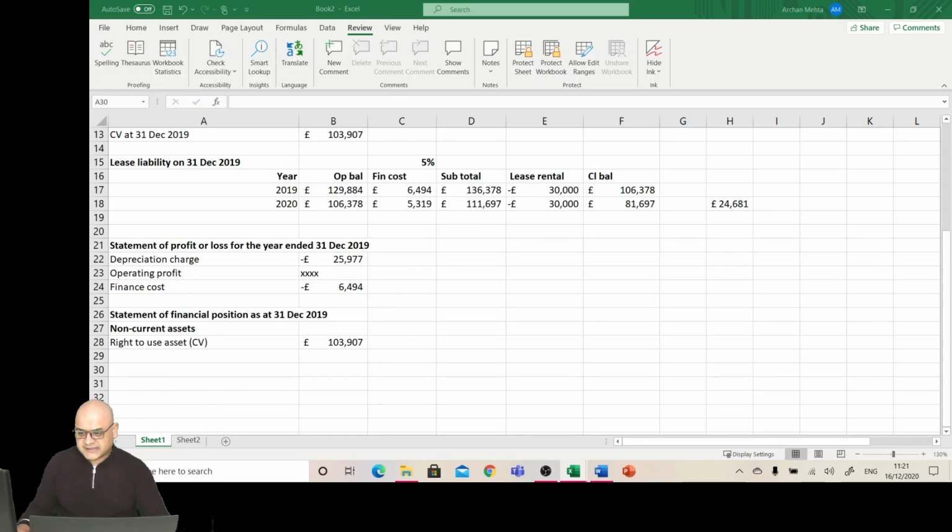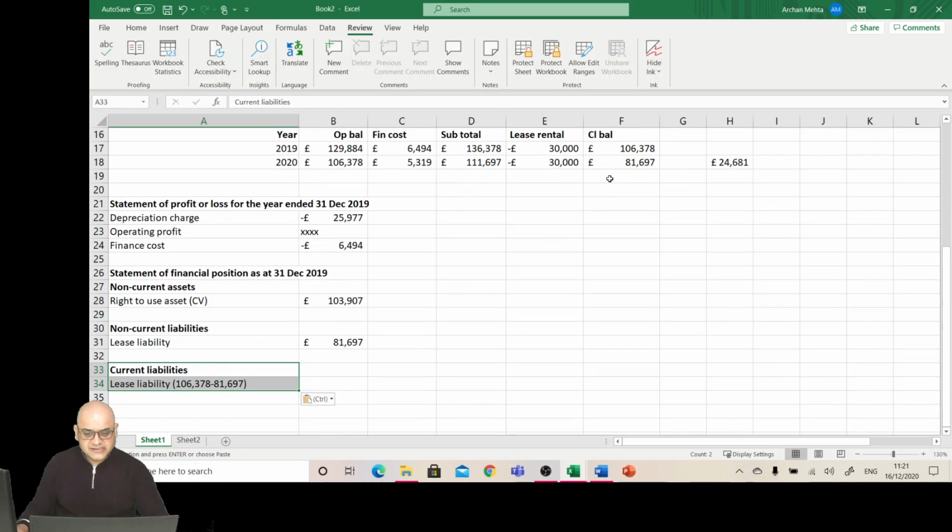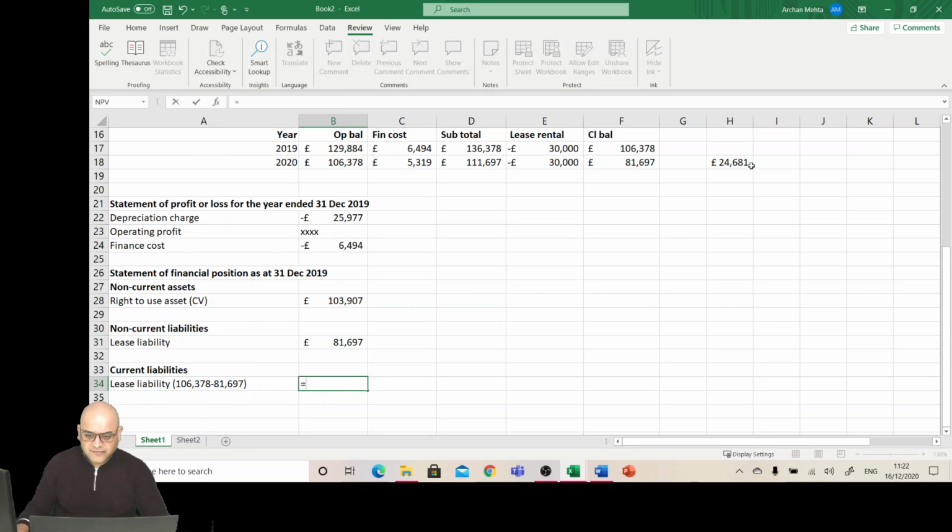Then non-current liabilities. In non-current liability you have a lease liability, the closing balance of the second year. That is your non-current liability. And then what about the current liability? Lease liability. The current liability is the difference between the closing balances from the table for the first year and the second year. That's what I've shown in the brackets here, the difference that we worked out.